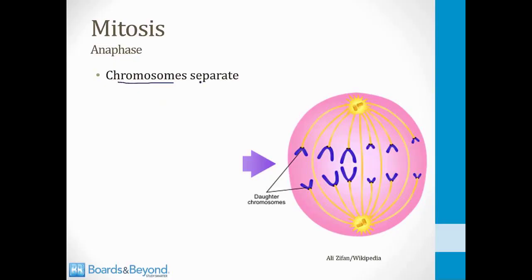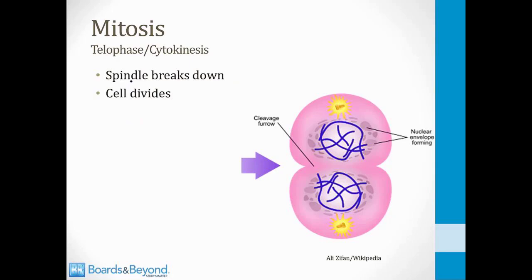And then in anaphase, the chromosomes separate to opposite ends of the cell. Remember, in the S phase, the chromosomes are replicated into two sister chromatids. Those chromatids are now pulled to opposite ends of the cell in anaphase. And then finally, in telophase, the spindle breaks down and the cell begins to divide. That's called cytokinesis. And then you are left with two daughter cells that came originally from one single cell.